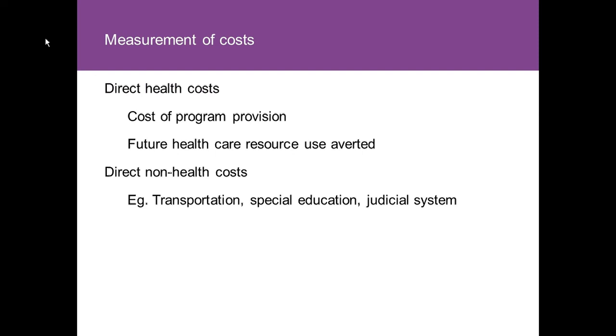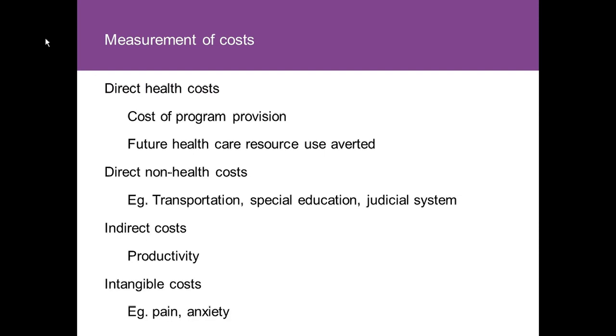There are also direct non-health costs that might be attributable to an intervention. For example, transportation, special education, or perhaps even judicial system costs. There are indirect costs which describe changes in productivity. In the field of lower back pain, the burden of disease of this particular condition is largely driven by losses in productivity, in paid and unpaid work that people who experience lower back pain incur. Finally, there are intangible costs such as pain, depression, anxiety.